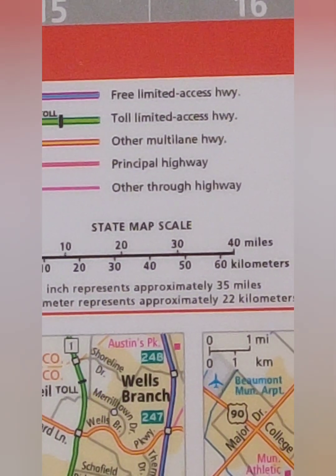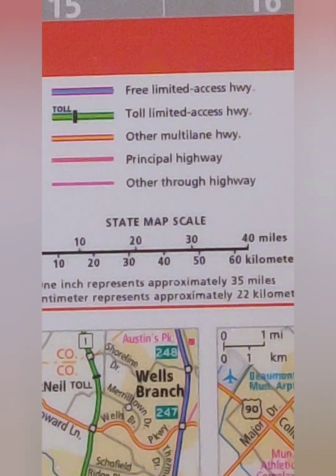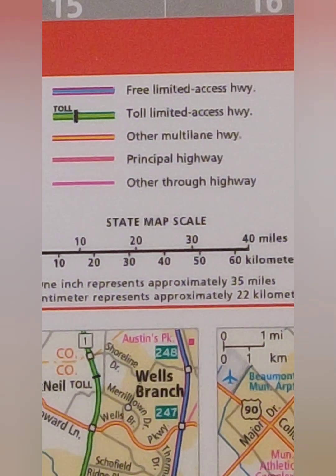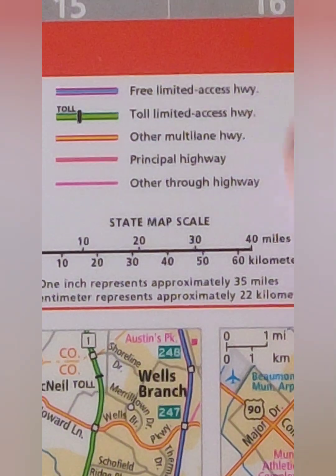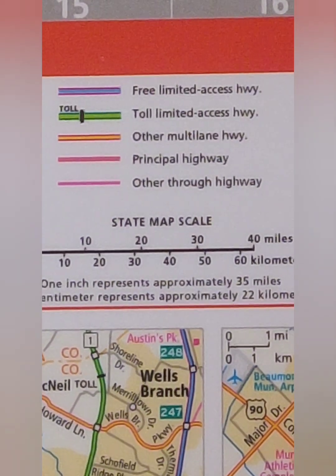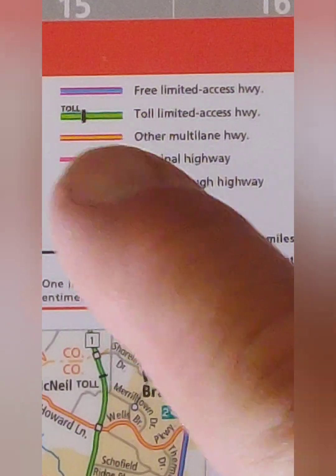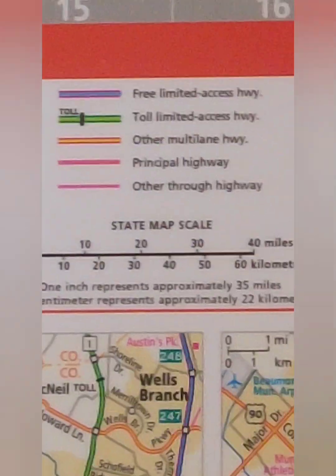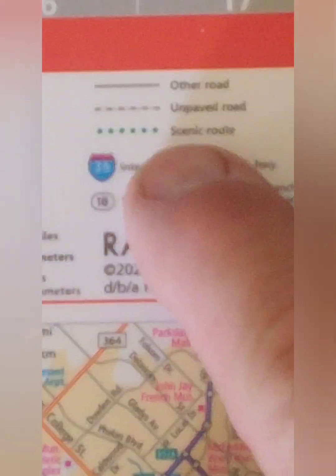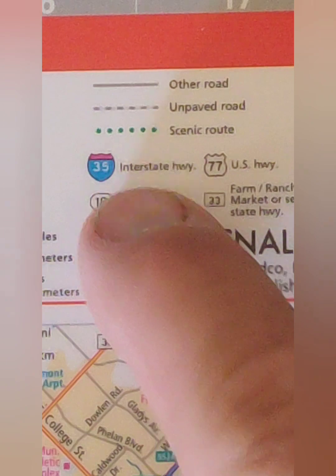And then you have free limited access highways, toll roads, multi-lane highways, principal highways, other through highways. Whatever road you're on, those colors there are going to help you know which one you're on. So if you need to be on an interstate, you're going to look for your correct one, which is going to be right over here. You have other roads, unpaved roads, scenic routes, and then here, these are your types.